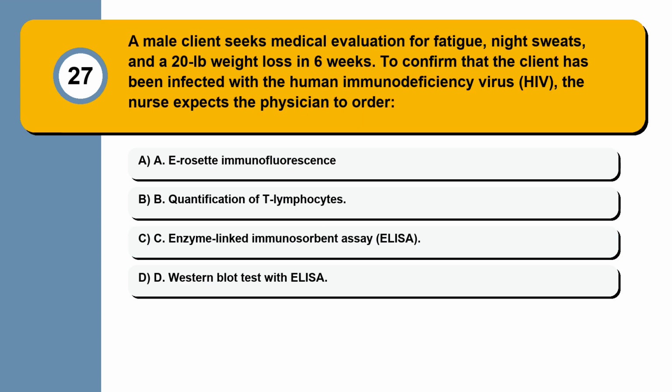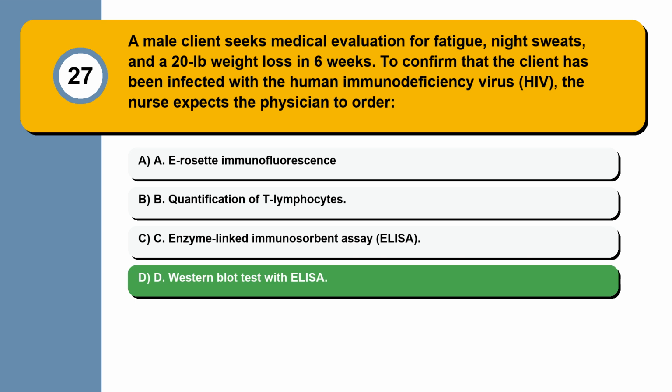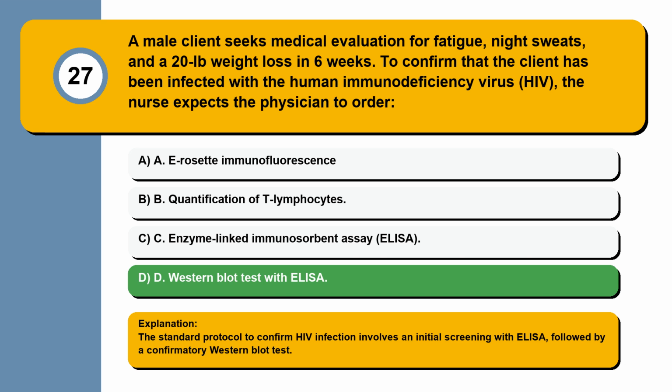Question 27. A male client seeks medical evaluation for fatigue, night sweats, and a 20 pounds weight loss in 6 weeks. To confirm that the client has been infected with the human immunodeficiency virus, HIV, the nurse expects the physician to order A. D-rosette immunofluorescence. B. Quantification of T lymphocytes. C. Enzyme-linked immunosorbent assay, ELISA. D. Western blot test with ELISA. The standard protocol to confirm HIV infection involves an initial screening with ELISA, followed by a confirmatory Western blot test.